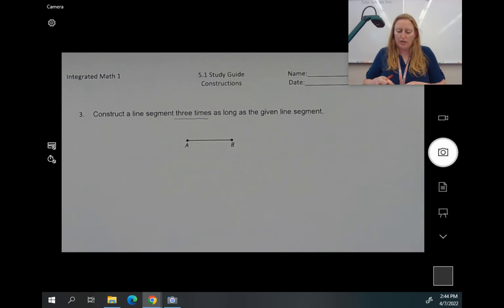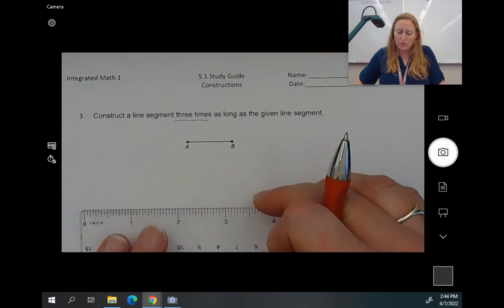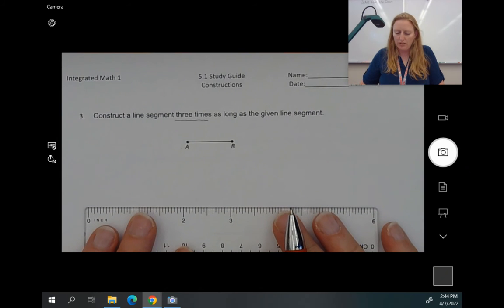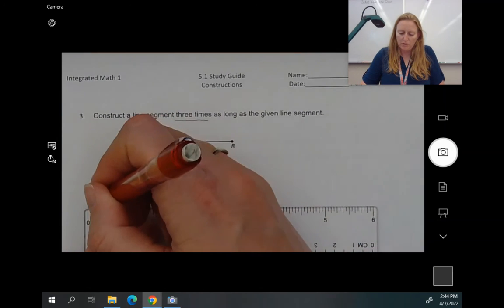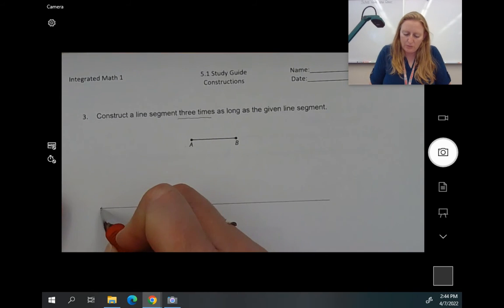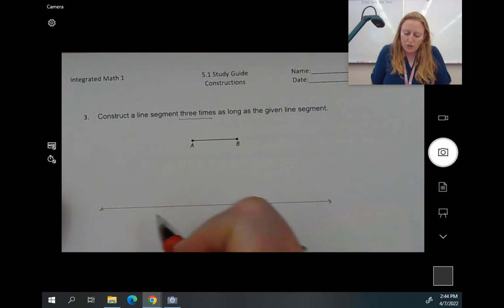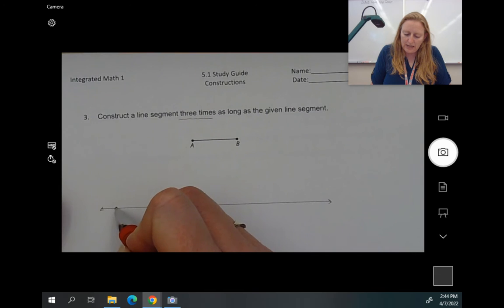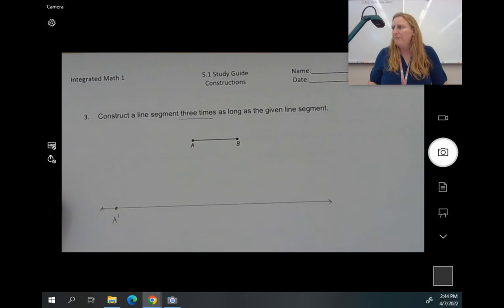We're going to make a starter line. And I'm going to make my starter line way too long on purpose. All right, making it way too long. And we can put little arrows on it. So let's see. I'm going to say that this is A prime.